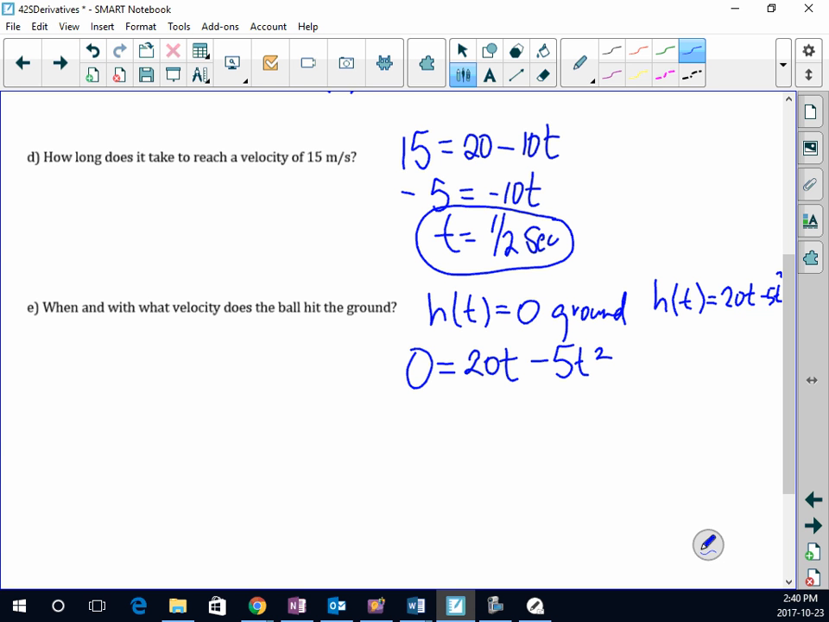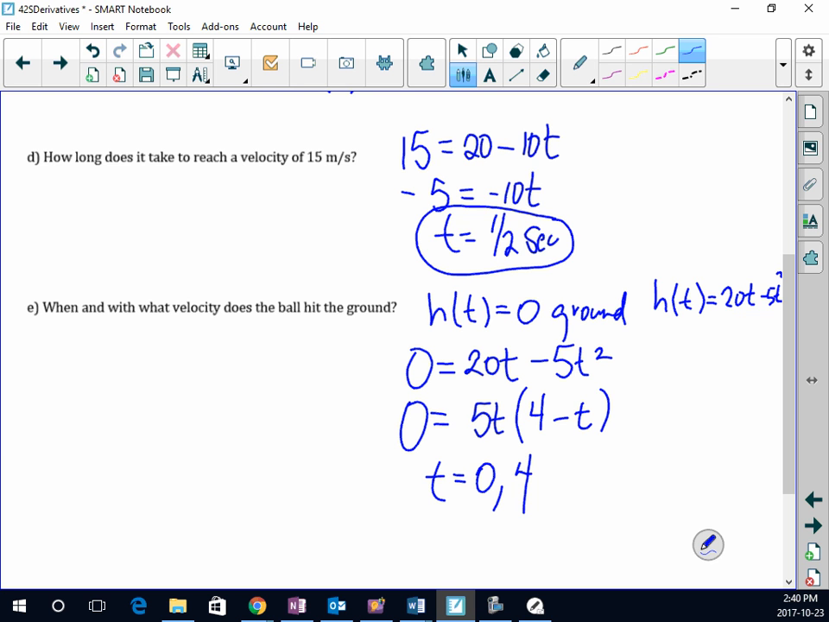How do I solve this? Factor. So what's this factored? 5t, and we're left with 4 minus t. So that means t equals 0 and 4. Okay, so when and at what velocity does it hit the ground? So it starts at the ground, and then 4 seconds later is at the ground again.